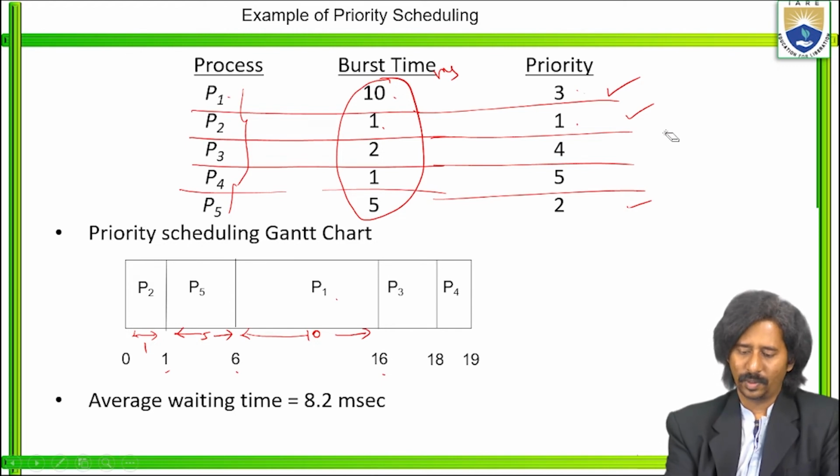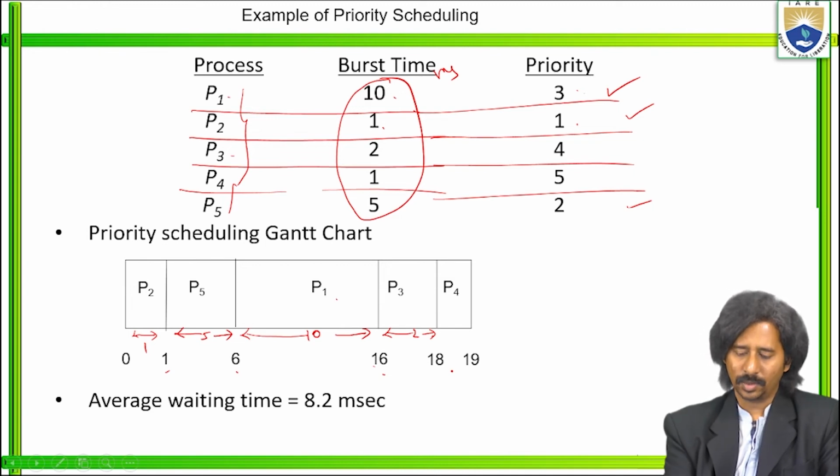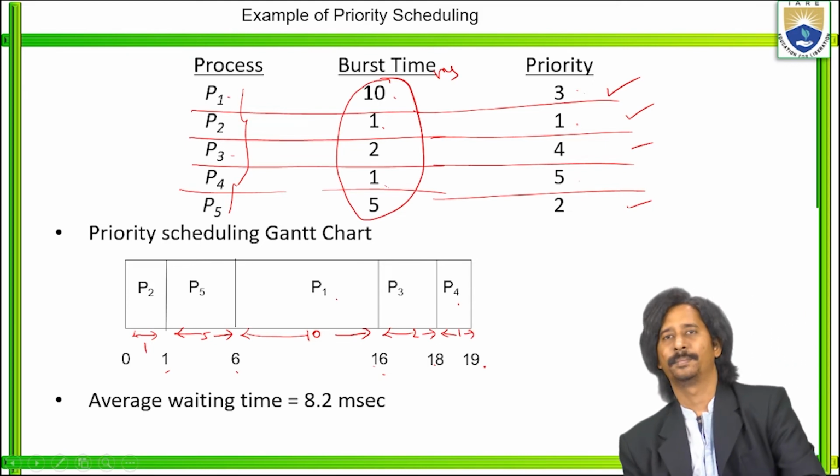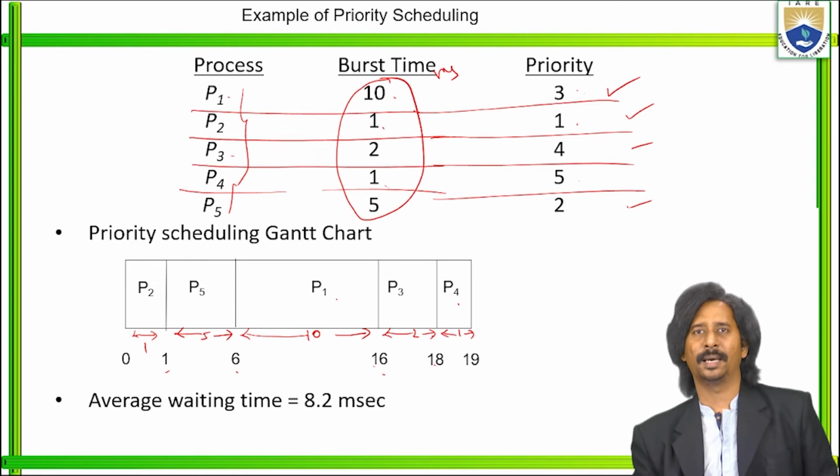Then the fourth priority level is P3. It takes 2 milliseconds, 16 plus 2, 18 milliseconds. So P3 is also completed. Now the last remaining one is P4, the fifth priority. The total execution time is 1 millisecond. 18 plus 1, 19. Is it right? So this is what we call the priority scheduling algorithm.